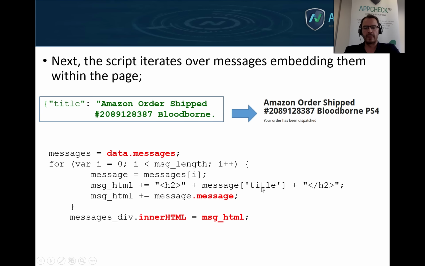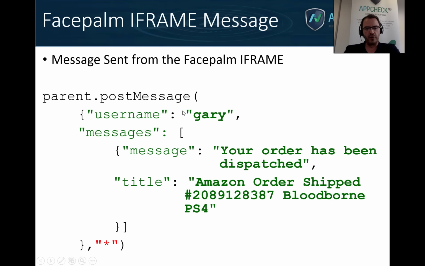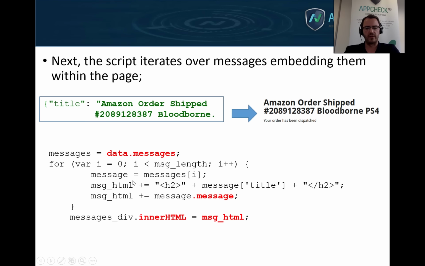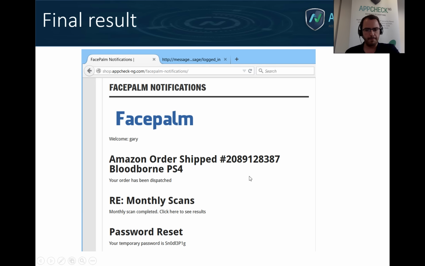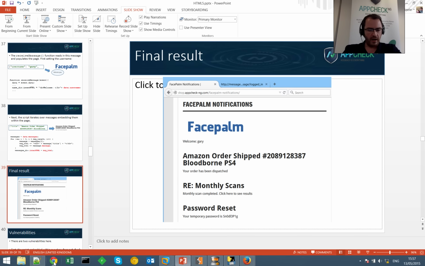We then iterate over the messages. Here we have a loop reading the message attribute from the data object. If I flip back, we first read the username, then we iterate over this list of messages, and for each message with a title, we place that within the page, and that's what this loop is doing here. And essentially, and quite critically for this vulnerability, we're using the innerHTML attribute to set that data. And this is what the final thing looks like. These are the messages from Facepalm formatted within the AppCheckinG shop. So I'll break out now and show a demo of this.